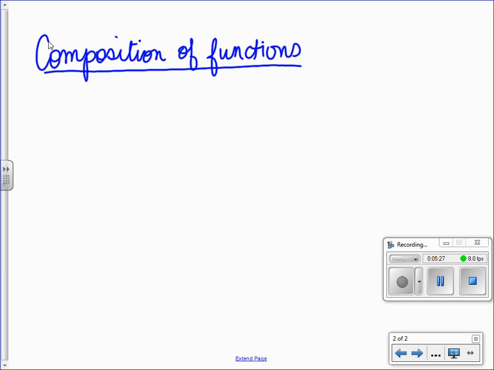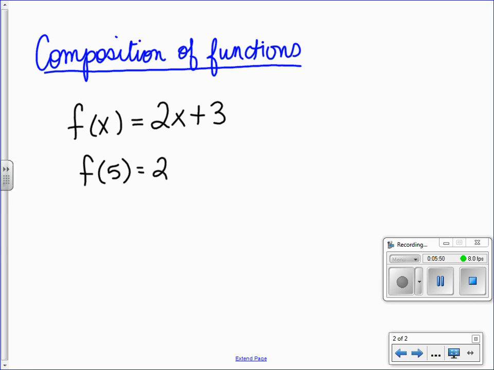Composition of functions is where you take two functions and you actually put one of them inside the other. Okay? So, just an example. Let's say you've got f of x equals, what was that, 2x plus 3? And you wanted to find f of 5. Do you know what you do with the 5? Put the 5 in for x. Okay, so that would be 2 times 5 plus 3, which is 13. Alright, so we're going to do that, but instead of that being a number, it's going to be another function. Okay?